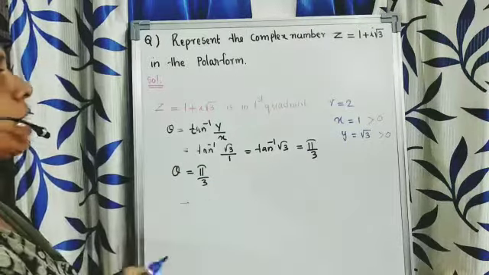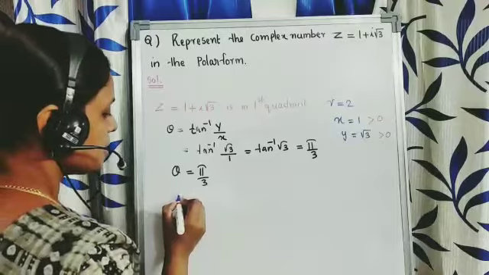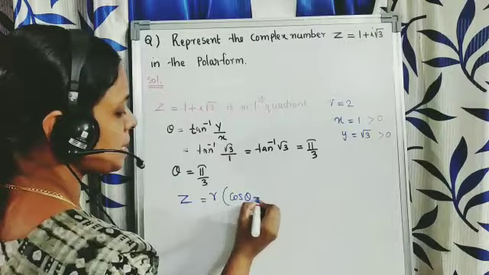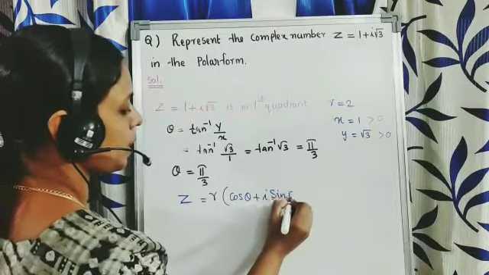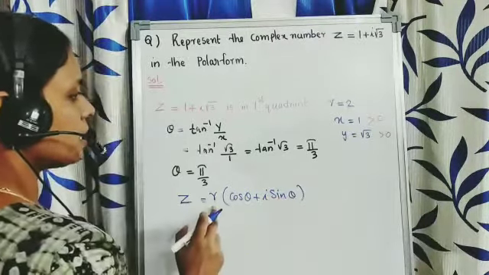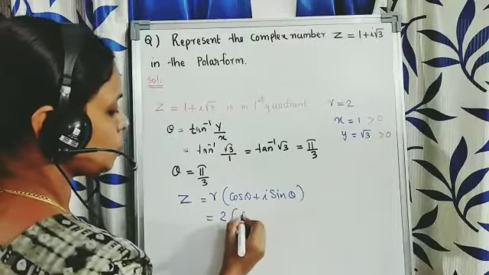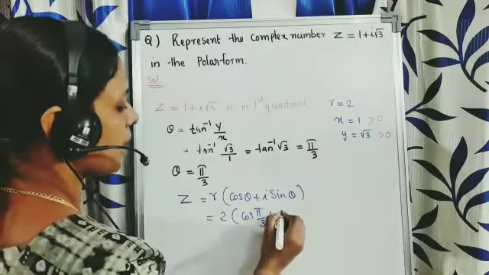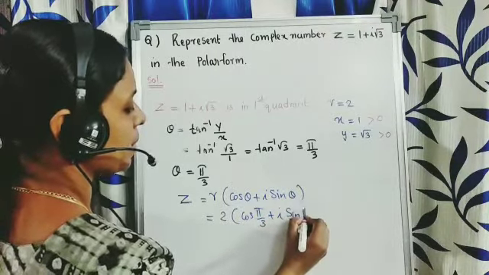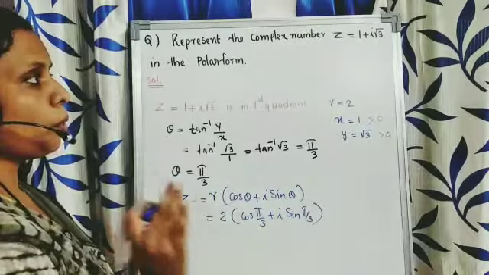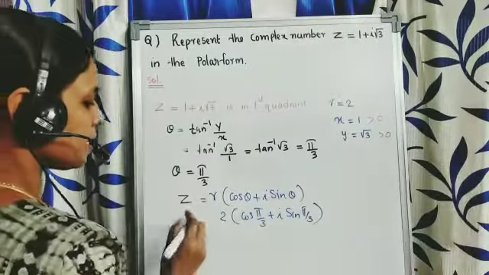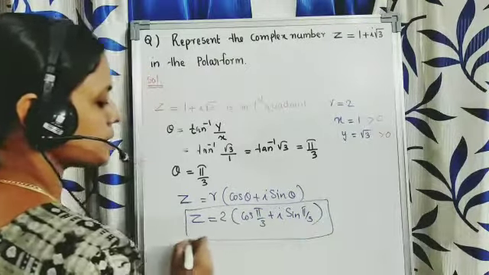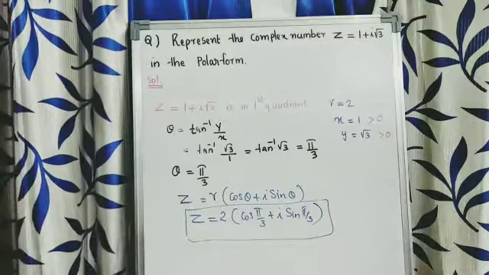Clear? Then the general form of the polar equation is z is equal to r into cos theta plus i sin theta. Here r is 2 and theta is pi by 3. So the polar form of the given complex number is z is equal to 2 into cos pi by 3 plus i into sin pi by 3. Clear?